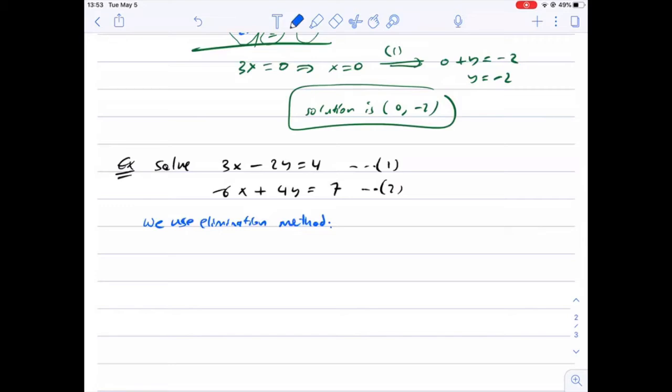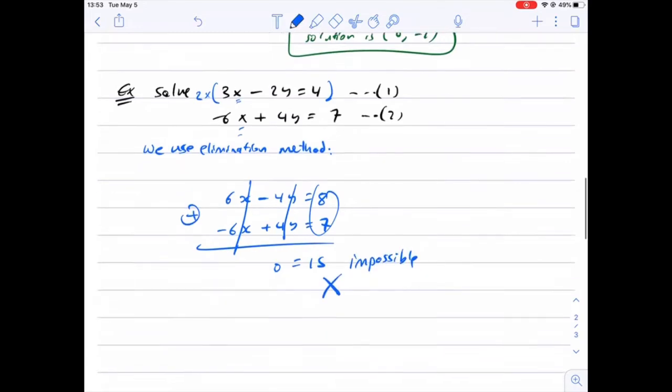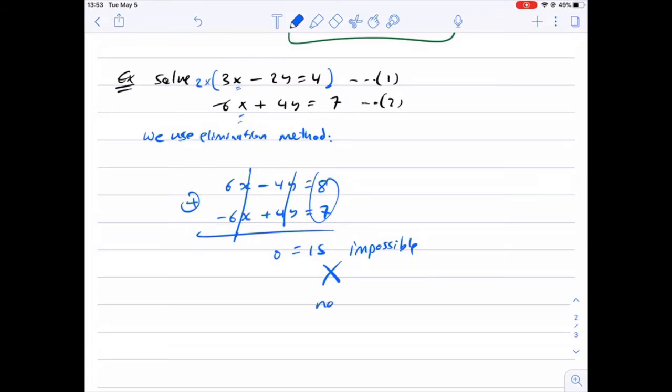We want to eliminate either x or y. Now what should we eliminate? As you can see, if we multiply the first equation by 2 and then add it to the second equation, we can eliminate x. So let's multiply the first equation by 2. That gives 6x minus 4y equals 8. And the second one is negative 6x plus 4y equals 7. Then we add the two equations. This is 0. This is 0 as well. This is 15. So 0 equals 15. This is impossible, a false statement. And that means there is no solution.